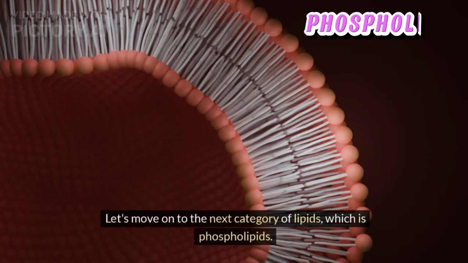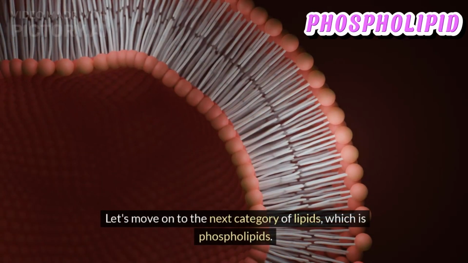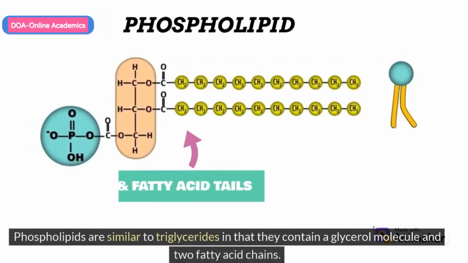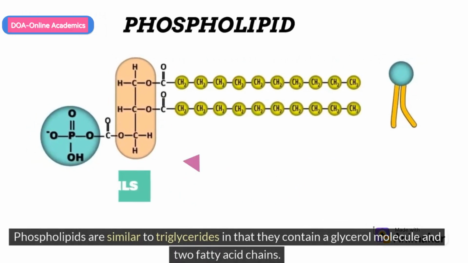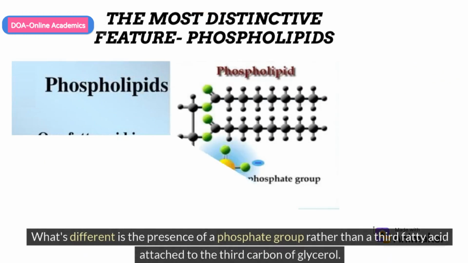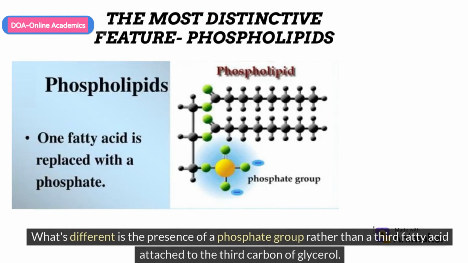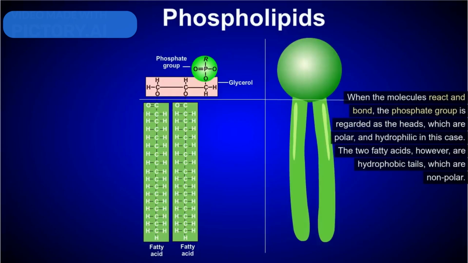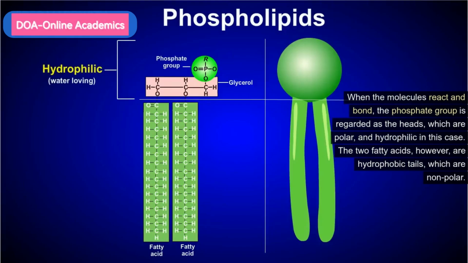Let's move on to the next category of lipids, which is phospholipids. Phospholipids are similar to triglycerides in that they contain a glycerol molecule and two fatty acid chains. What's different is the presence of a phosphate group rather than a third fatty acid attached to the third carbon of glycerol. When the molecules react and bond, the phosphate group is regarded as the head, which is polar and hydrophilic in this case. The two fatty acids, however, are hydrophobic tails, which are non-polar.